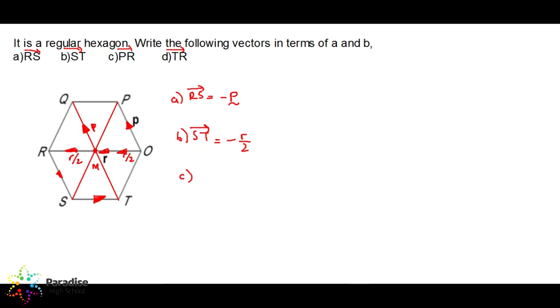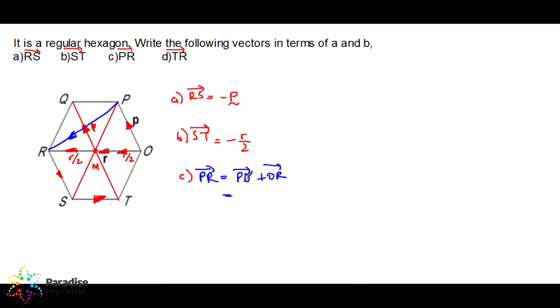Okay, PR is here, so let's draw it first. PR. How will we find PR? That's the direction. Oh, it's very easy. PR is equal to, what loop am I going to use? I will start from the tail of the vector and go around, come back to the nose of the vector. So this is going to be PO plus OR.